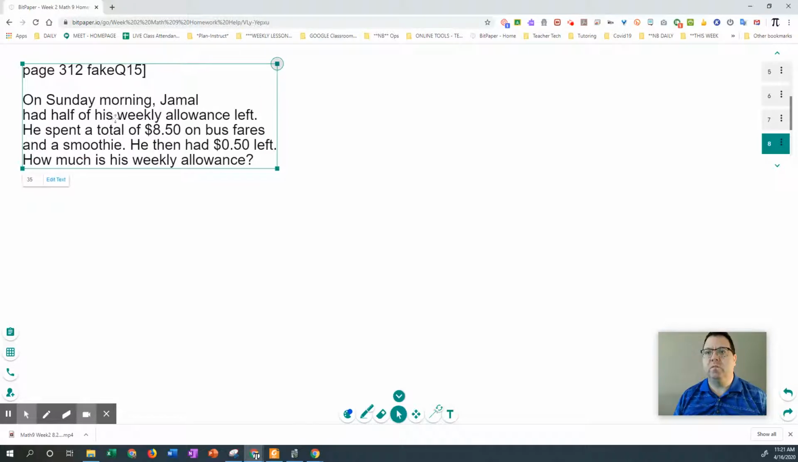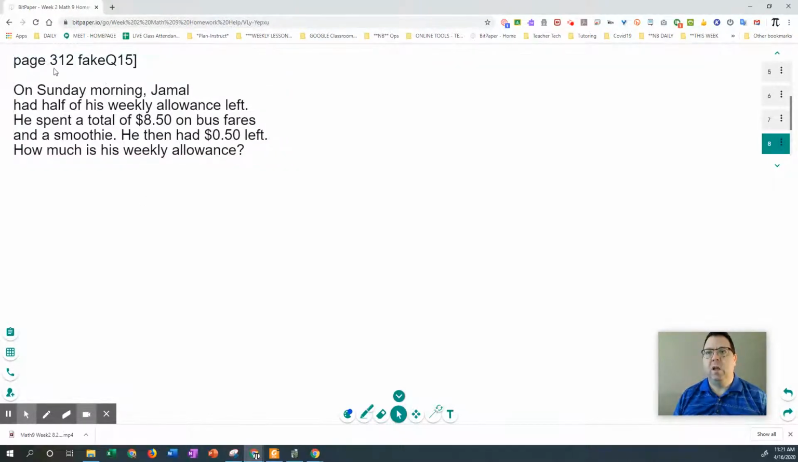So here's what question 15 looks like. I've labeled it page 312, fake question 15. It says here, on Sunday morning, Jamal had half his weekly allowance left. Then he spent a total of $8.50 on bus fares and a smoothie. He then had 50 cents left. How much is his weekly allowance?